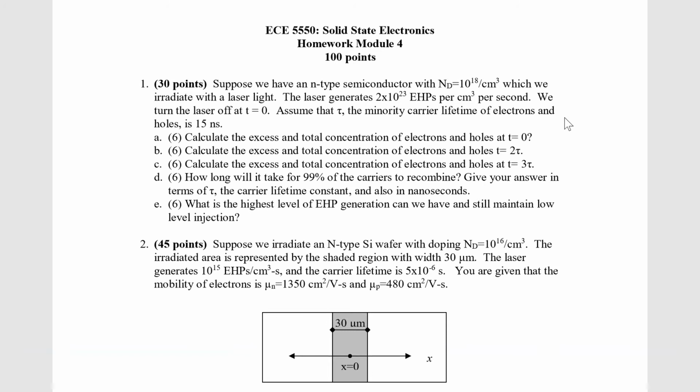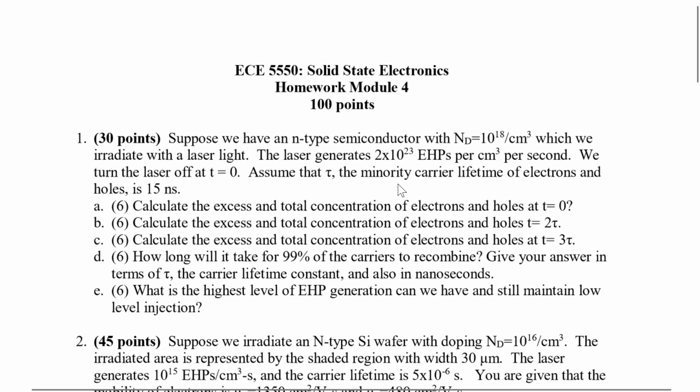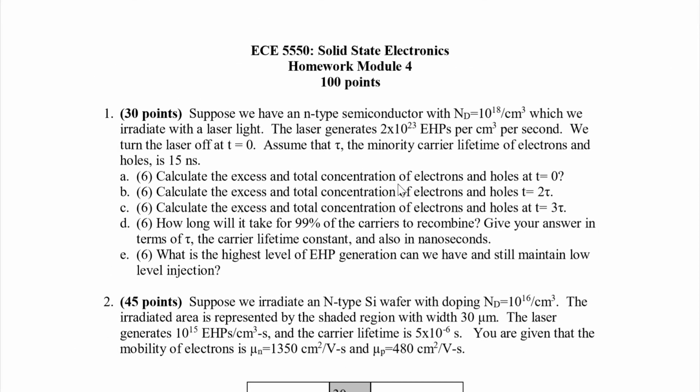Question 1B and D. Okay. Well, then maybe we just go over the whole question. We have an N-type semiconductor with a certain doping. We irradiate it with laser light, and in this case, you are being given how many electron hole pairs are being generated per second. You turn off the laser, and then you're asked to calculate the excess hole concentrations at different times.